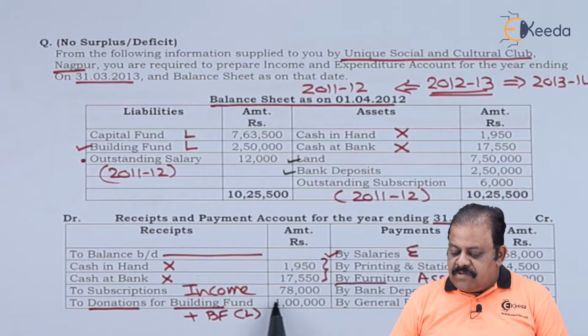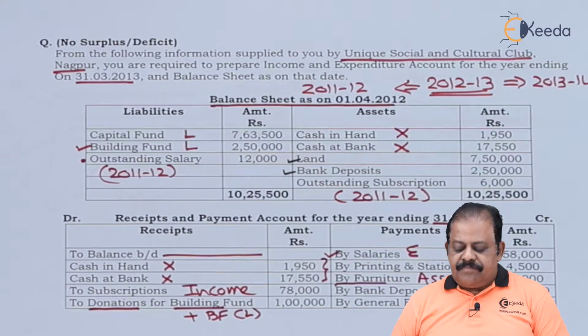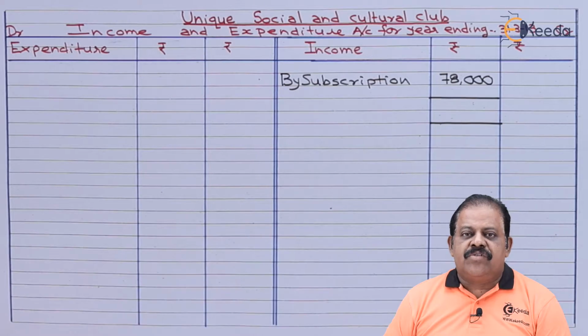Under subscriptions, we have received 78,000. This will be recorded as income first in the income and expenditure account. So, income and expenditure account, by subscription 78,000. There are two adjustments on this item.